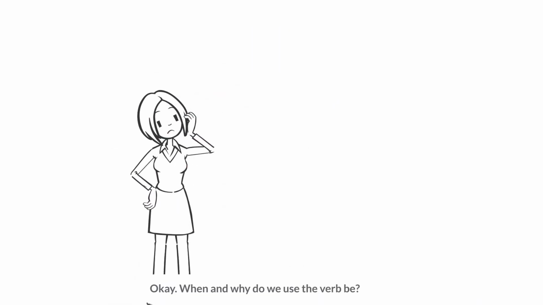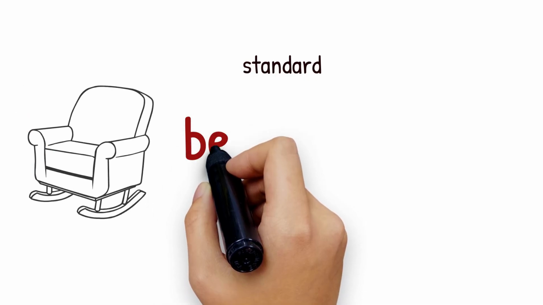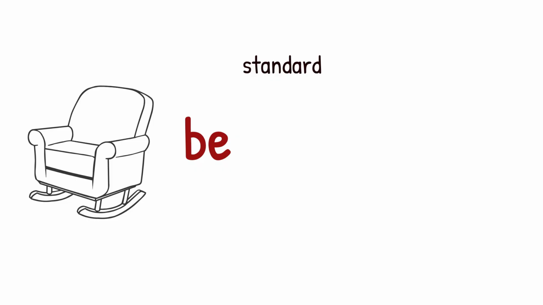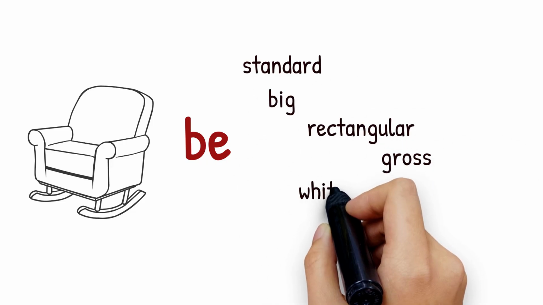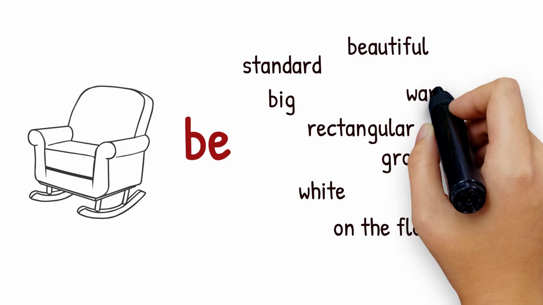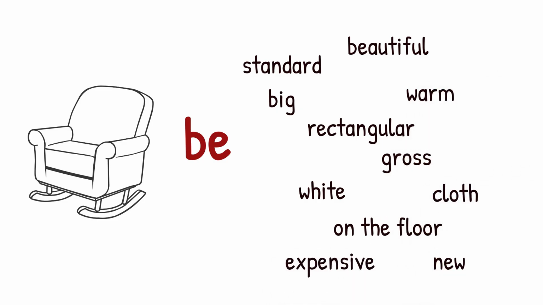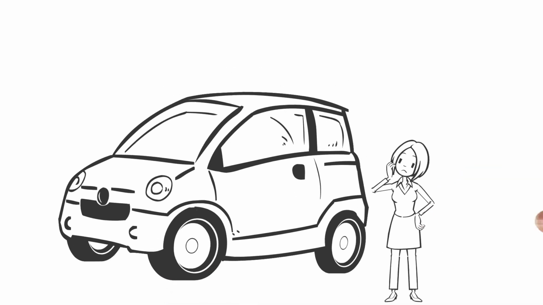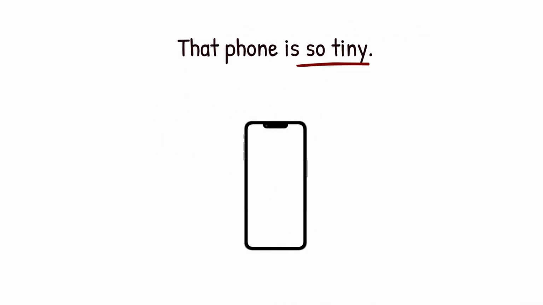Okay, when and why do we use the verb be? We use be after the subject when we want to describe it. The description could be the subject's size, shape, taste, color, location, appearance, temperature, state, or any other characteristics of the subject. For example, size. This car is huge. That phone is so tiny.